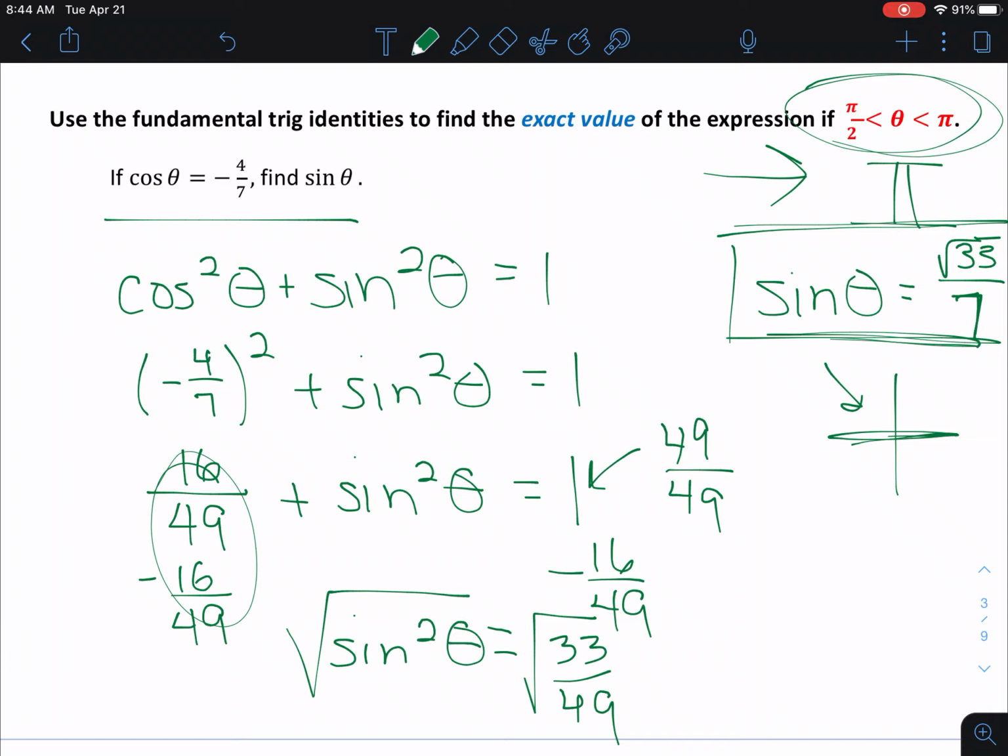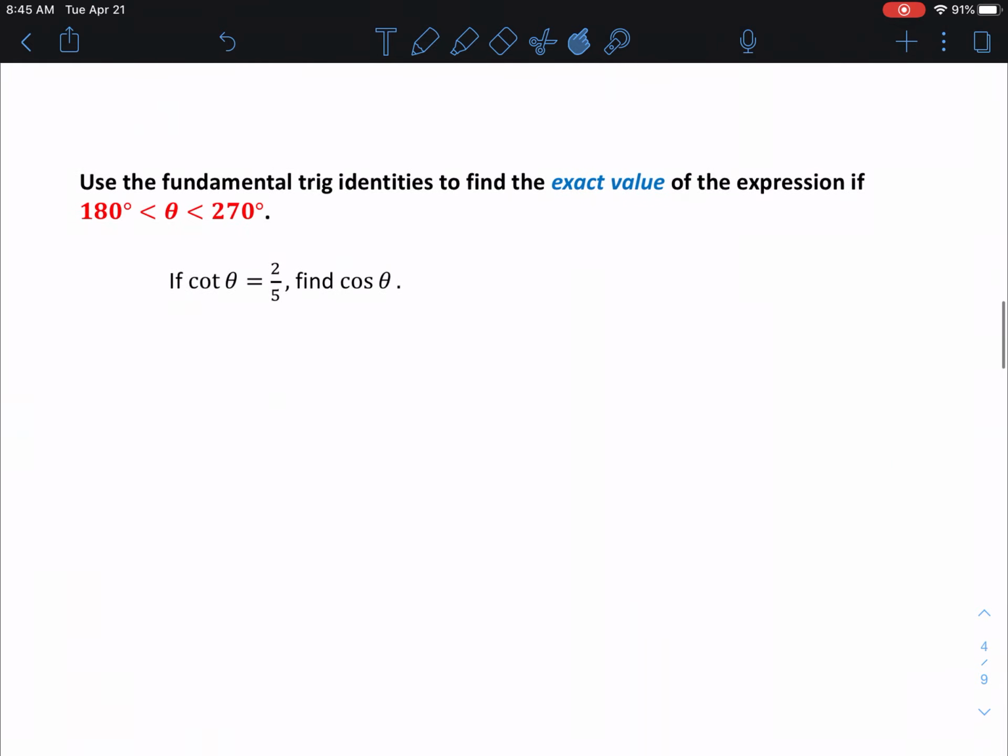Okay, so that's using a fundamental trig identity to find the exact value of, in this case, sine theta. Okay, let's try another one that's got a little bit more going on. It's slightly trickier, but still not too bad.